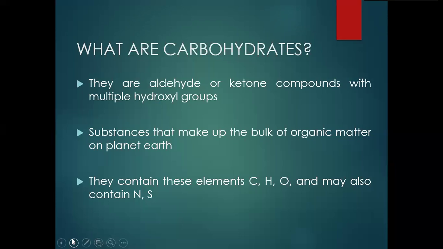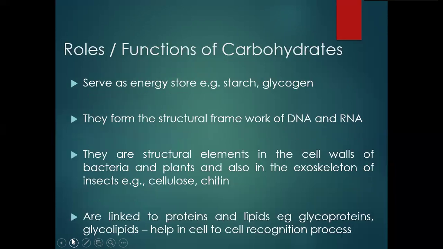They are in fruits and vegetables. They form the bulk of the organic matter on planet Earth. And carbohydrates have elements like carbon, hydrogen, and oxygen in their structure. Some complex carbohydrates have nitrogen and sulfur also present in their structures.